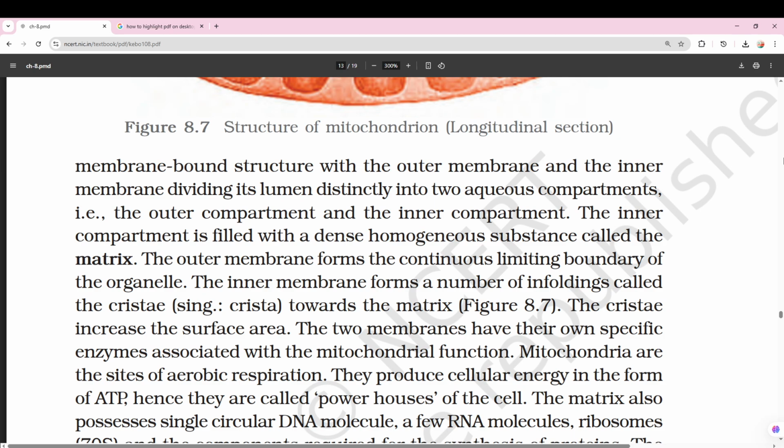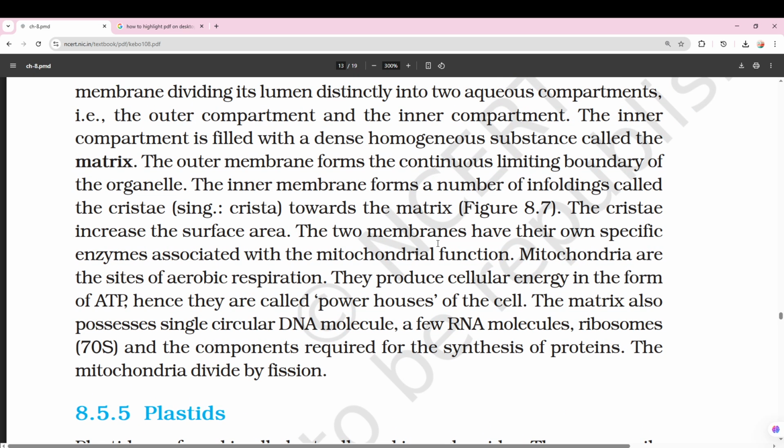The two membranes have their own specific enzymes associated with the mitochondrial function. Mitochondria are the sites of aerobic respiration. They produce cellular energy in the form of ATP, hence, they are called powerhouses of the cell. The matrix also possesses a single circular DNA molecule, a few RNA molecules, ribosome 70S, and the components required for the synthesis of proteins. The mitochondria divide by fission.